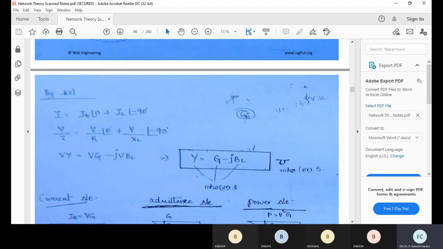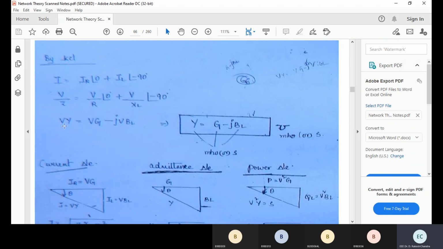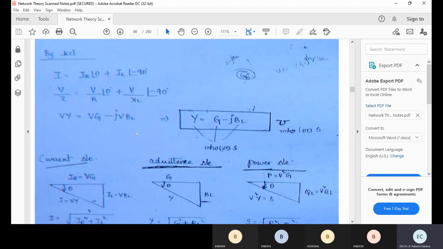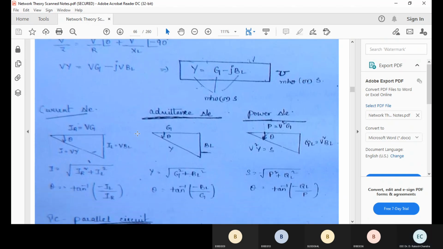The same expression: the current through resistance is equal to voltage across it divided by resistance, and the current through inductance is voltage across it divided by inductive reactance. So you can write your current as V into G minus j into V into BL. You can convert into the susceptance form or any such form, where G is the conductance, whose units are the reverse of resistance. Resistance is ohm, opposite to that is mho. The reverse of mho is nothing but ohm.